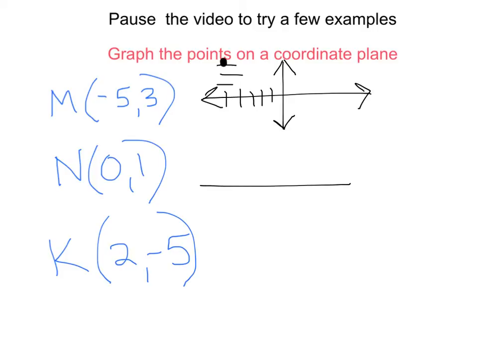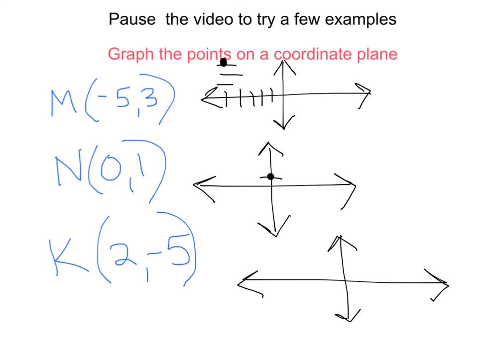Now we have 0 for the x, which means you don't have to travel anywhere for x, you just stay at the origin, and then you go up 1 for the y. And then the last example we have is 2, -5. So it tells us to travel +2 and then -5. 1, 2, 3, 4, and 5. My graph kind of ran out of space, but my point would be approximately right there.